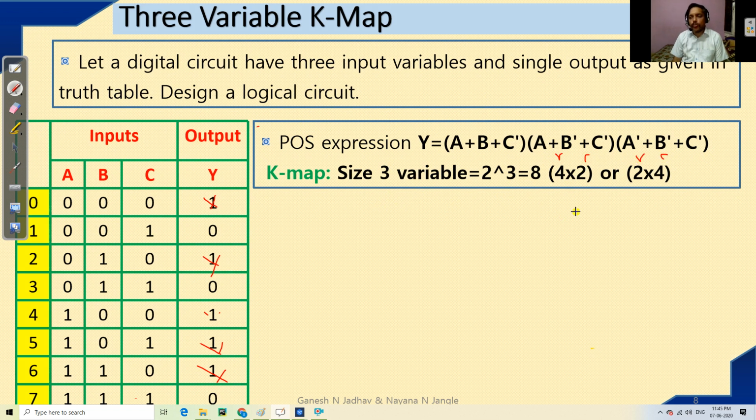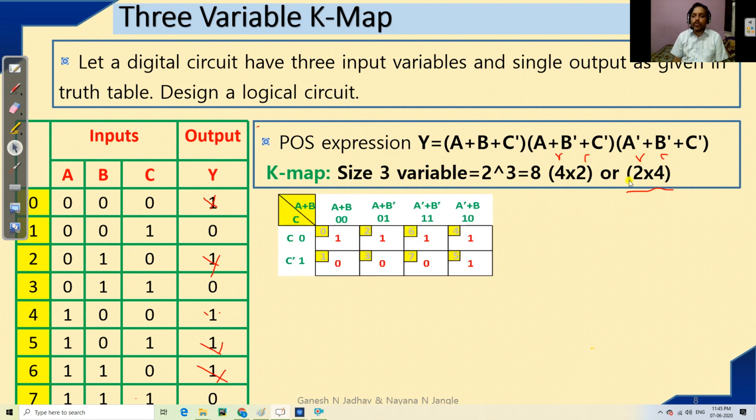So I'm going to show you both techniques. Let's see the 2 rows and 4 columns technique. To implement this K-map, 2 rows and 4 columns are made. On this side A plus B, and on this side C is written. LSB is on this side. So A plus B can be 0 0, 0 1, 1 1, 1 0, or rather you can say 0 plus 0, 0 plus 1, 1 plus 1, 1 plus 0. And C can be 0 or 1.